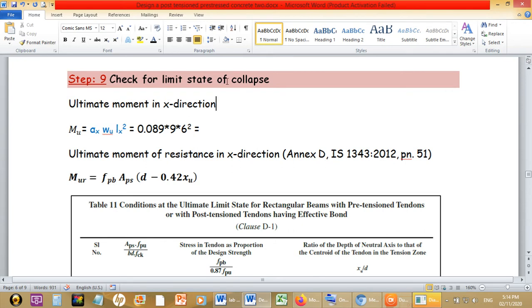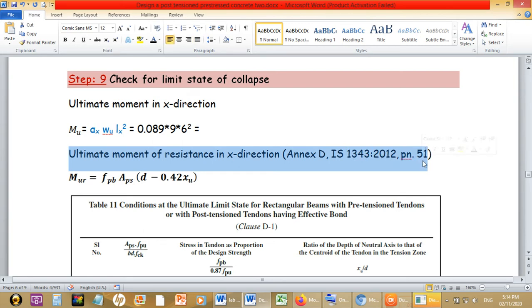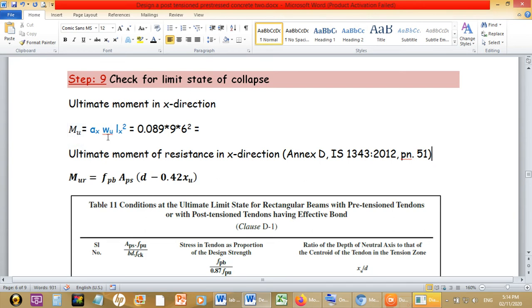In this check we are going to compare the moments. Which moment we are going to compare? We are going to compare the ultimate moment in x direction and ultimate moment of resistance in x direction. So the ultimate moment we get from the formula Mu is equal to alpha x Wu. See here, but here we used the ultimate load. Previously we used only w, but this is the check for limit state of collapse, so that's why I used Wu over here.